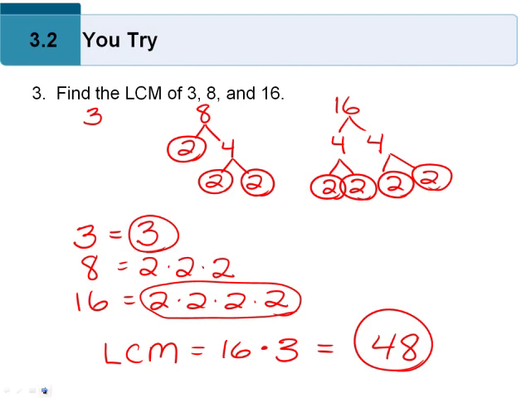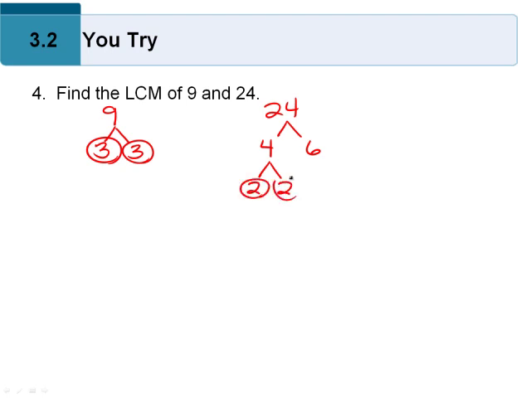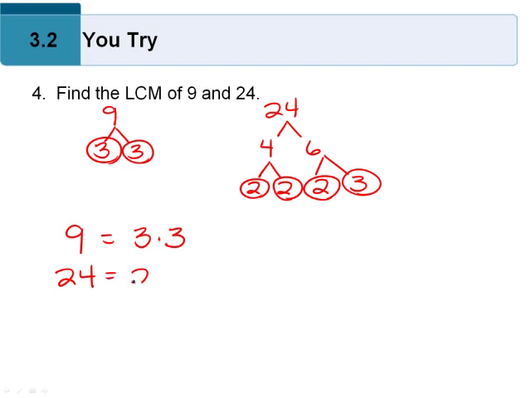All right, let's look at the next one. Find the least common multiple of 9 and 24. So once again, start out with 9. Prime factors would be 3 times 3, and those are both prime. 24, I'm going to use 4 and 6. 4 would be 2 and 2, and those are prime. And 6 would be 2 and 3, and those are prime. So let's line them up. 9 is 3 times 3. 24 is 2, 2, 2, and 3.